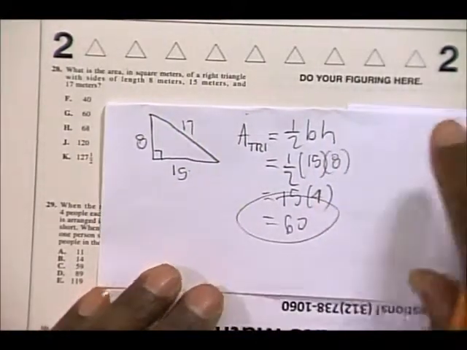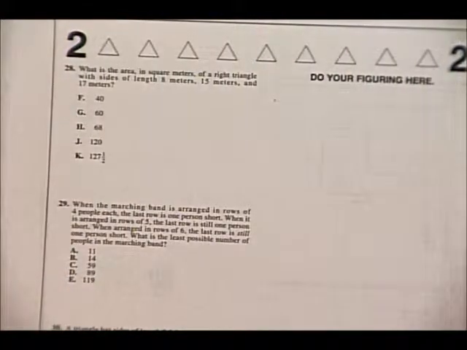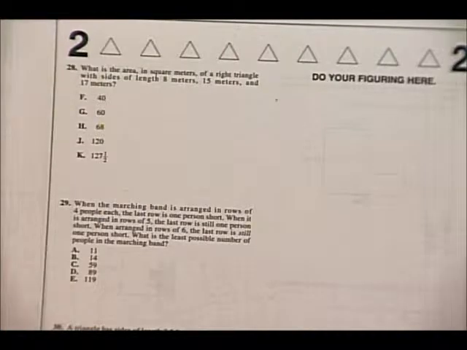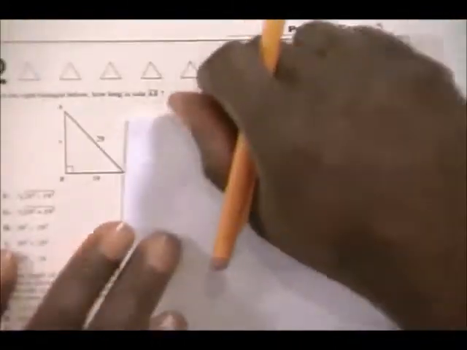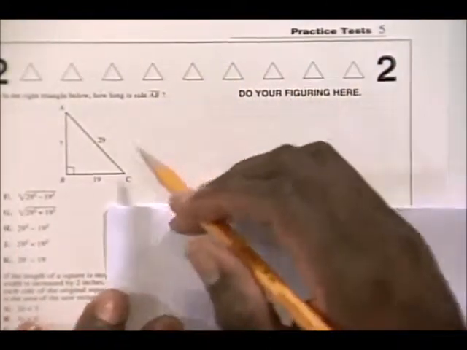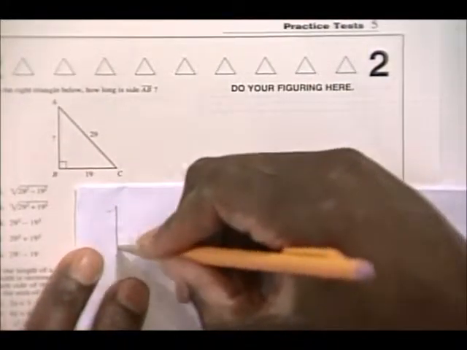Final answer. We have time for one more problem. Let's try to get through number 32. All right, so it says, how long is side AB? We only have 1 minute left. How long is side AB?